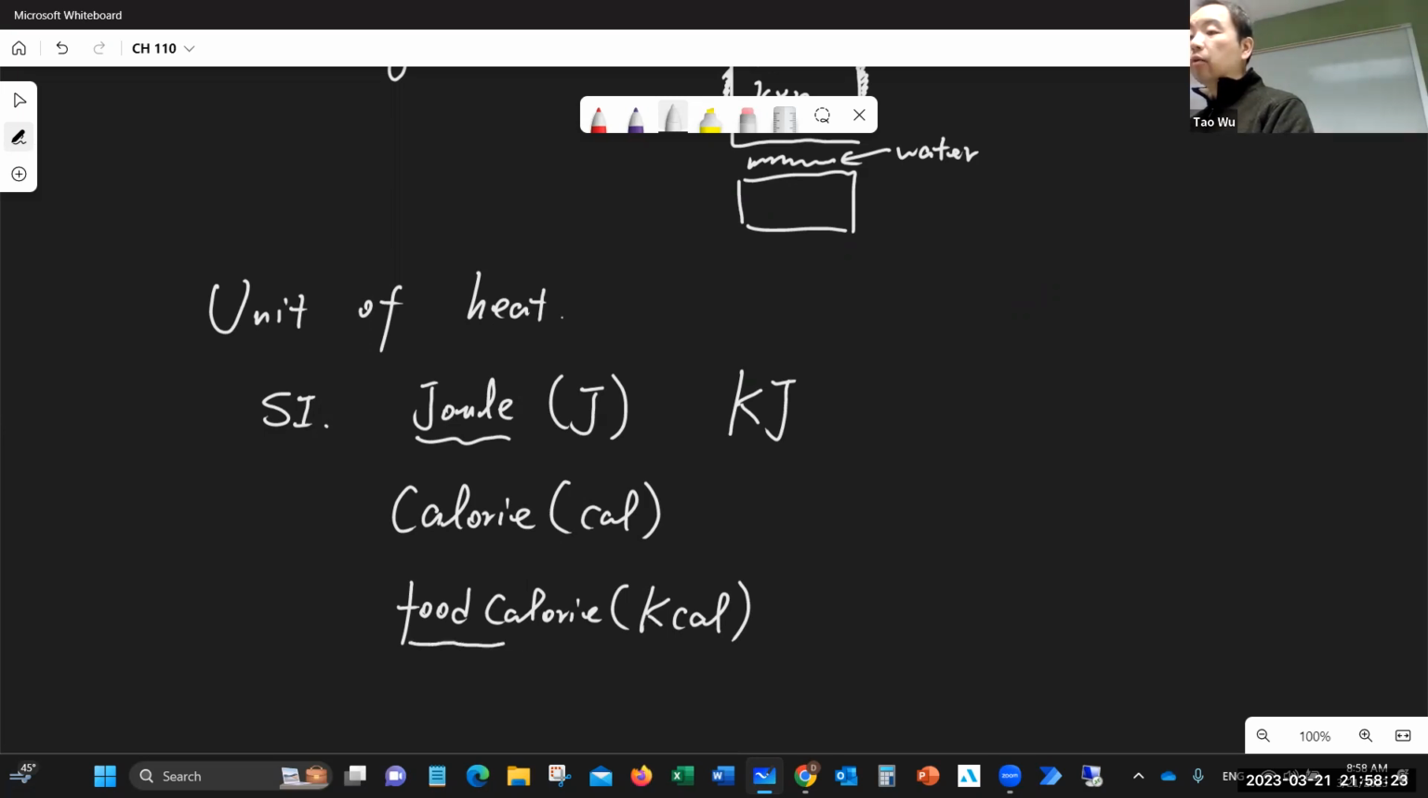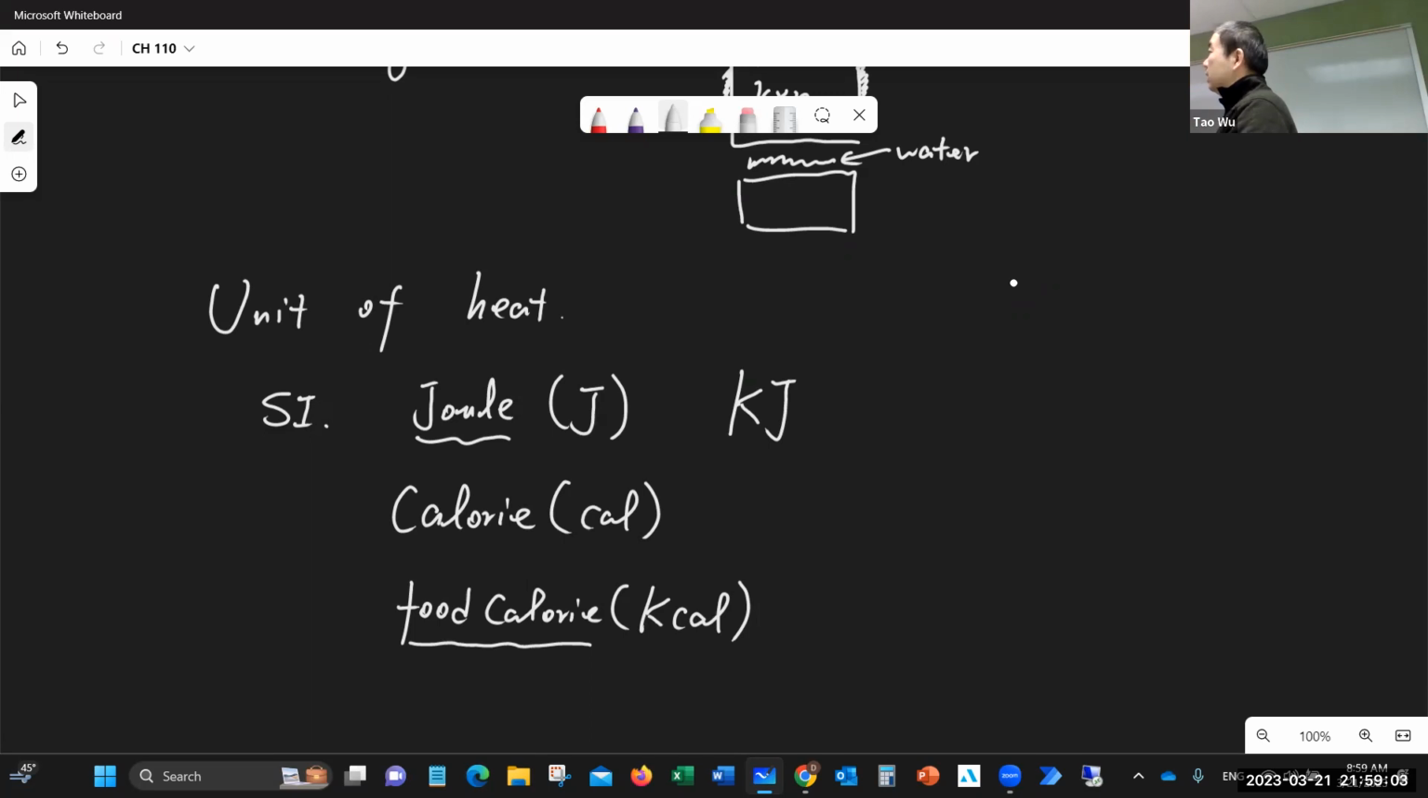The food calorie is the calorie that you can see on the back of your food. So if you buy any food, you get a donut, it says 300 calories for a donut. It's pretty big, okay? That calorie is not this calorie. The 300 calories that you see on the back is the food calorie we're talking about. It's 300 kilocalories. It's pretty high.